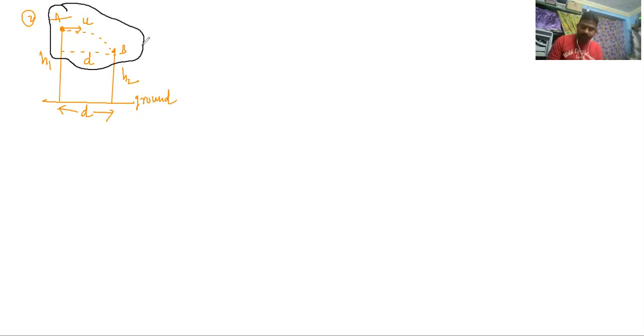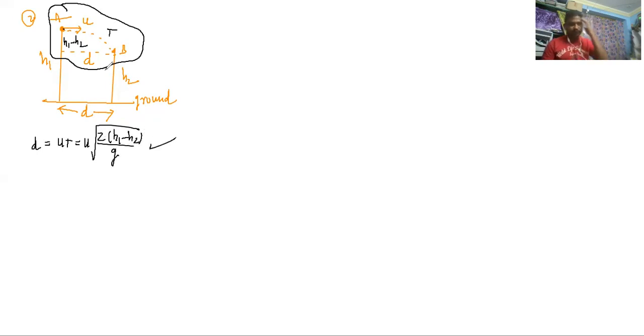From this part, what is the height of the tower here? This is the height of the tower, and it is H1 minus H2. So now this D is equal to U into T, right? T is the time of flight from here to here. So T is square root of 2 into (H1 minus H2) by G, where H1 minus H2 is the height of the tower. So D equals U into square root of 2(H1 minus H2) by G.